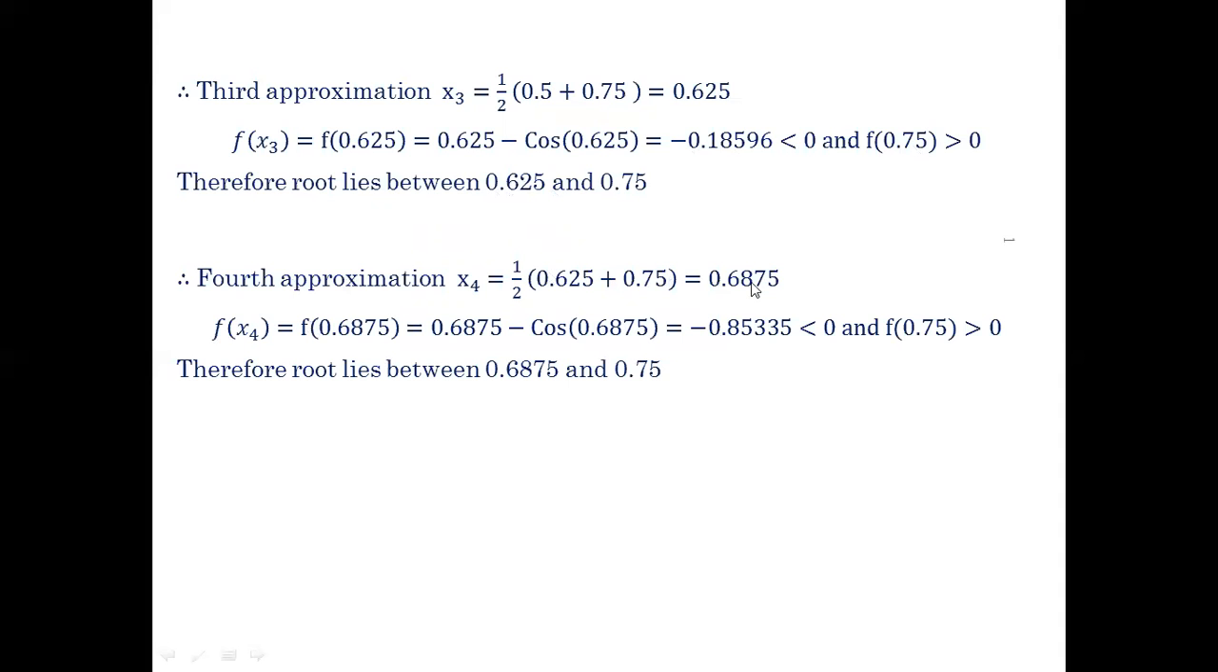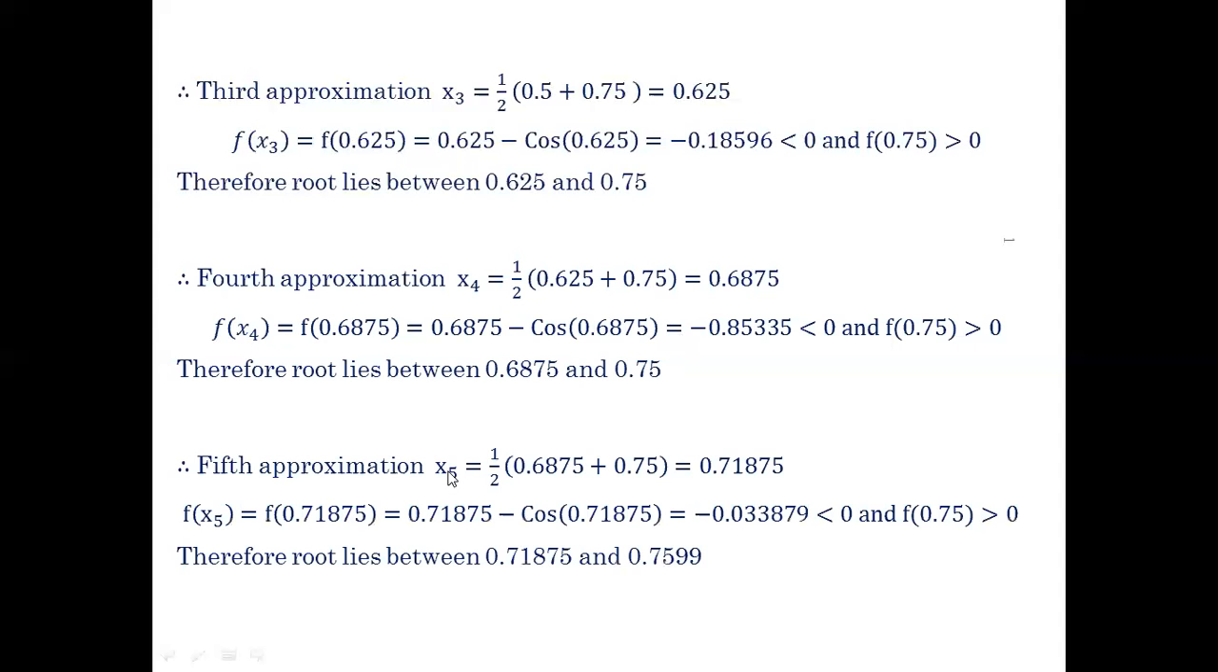x4 is 0.6875. Substitute in x minus cos x, that is 0.6875 minus cos of 0.6875, which is equal to -0.85335, less than 0. The positive value in the previous step is f(0.75), greater than 0. Therefore, the root lies between 0.6875 and 0.75. Therefore, the fifth approximation x5 is equal to 1/2 into (a plus b), that is 0.6875 plus 0.75, which is equal to 0.71875. Then you find f of x5.